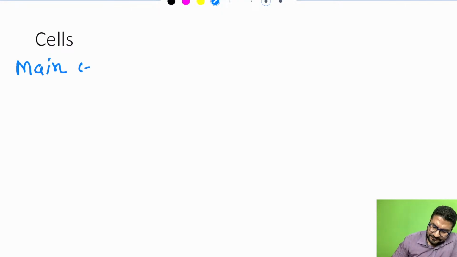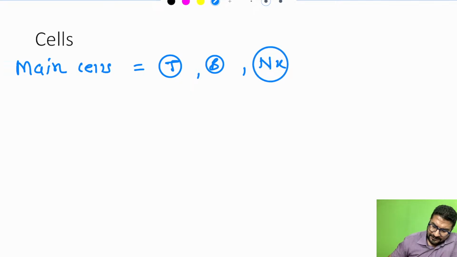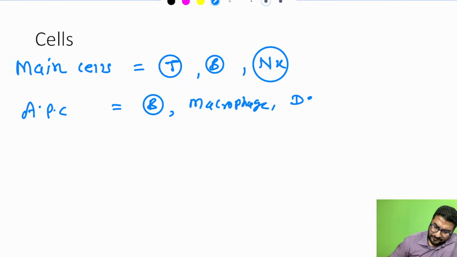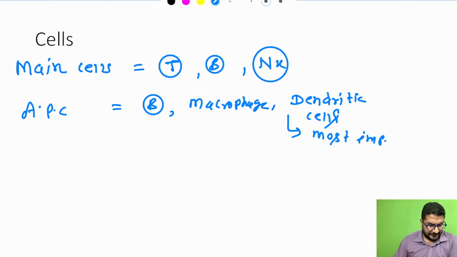So we have main cells. Main cells are T lymphocytes. Then we have B lymphocytes and NK cells. Then what we have? We have APC. APC means antigen presenting cells. So these are B lymphocytes, macrophages, and the most important APC will be dendritic cells.